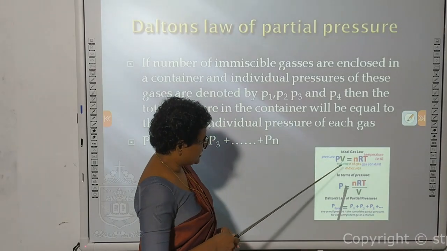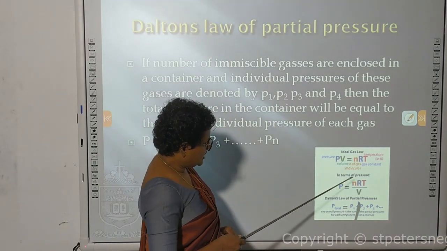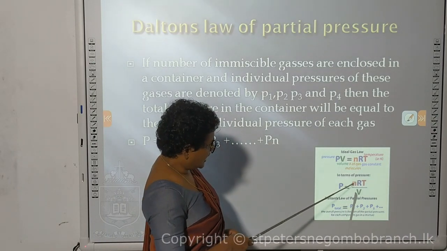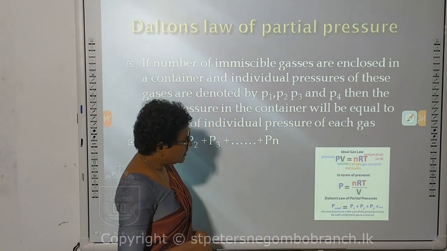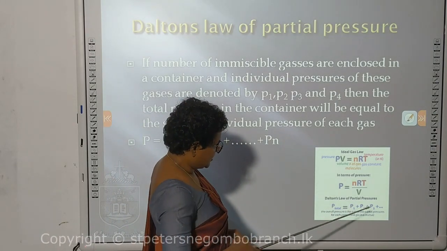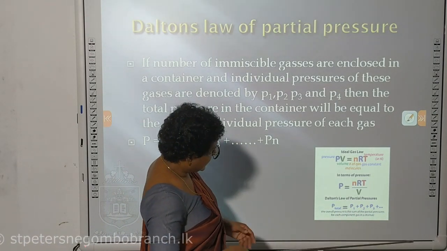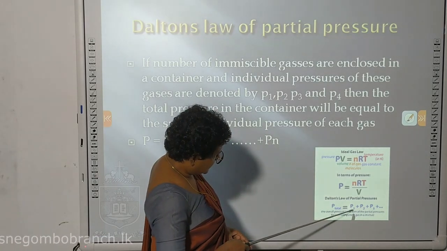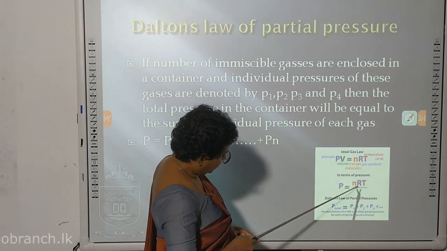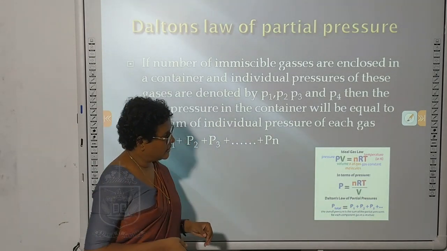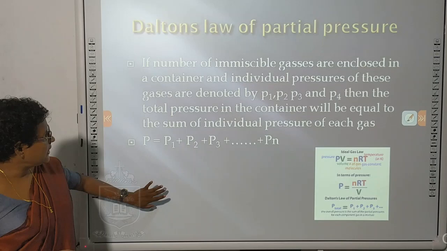The ideal gas law is PV equals nRT. In terms of pressure, if you substitute, you can see P equals nRT over V, right? Dalton's law of partial pressure means P total equals P1 plus P2 plus P3 like this, and instead of P1 you can apply n1RT over V, n2RT over V, like that, right?